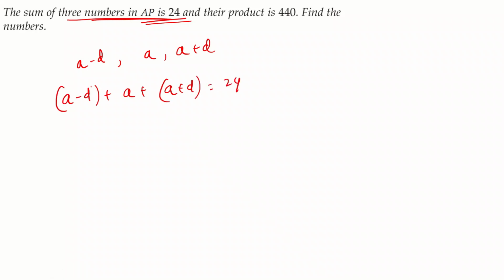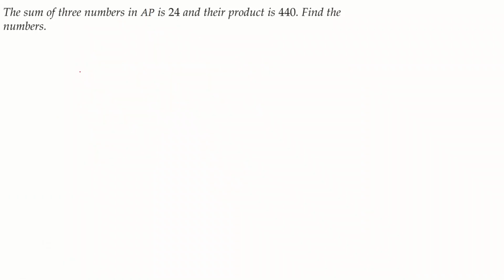The advantage is that D and D cancel out, and all I get is A plus A plus A, which is 3A is equal to 24, which gives me A is equal to 8, 24 by 3. So this is the advantage, that I initially get the value of A. So all I need is just to find out the value of D, and then I'll be getting those three numbers, and that's it. That is the advantage of taking these three numbers in AP instead of A plus D and A plus 2D. Okay, so I've got the value of A, and these are my three numbers.